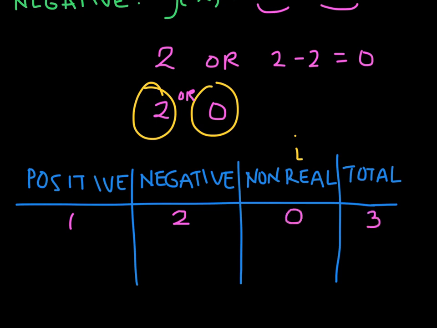Another option is to have 1 positive zero and no negative zeros. That must mean the other 2 zeros are imaginary or non-real. So when you add these together, 1 plus 2 is 3. So this is what they mean when they say describe the cases or find the cases for the zeros of the function. These are the different cases.